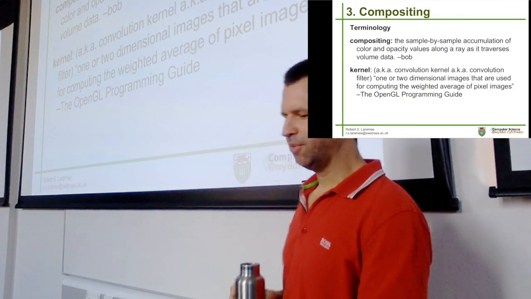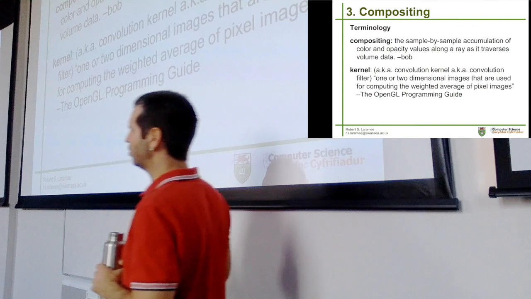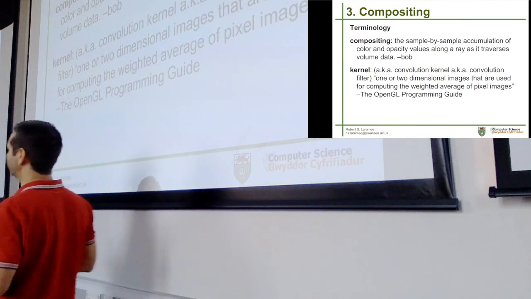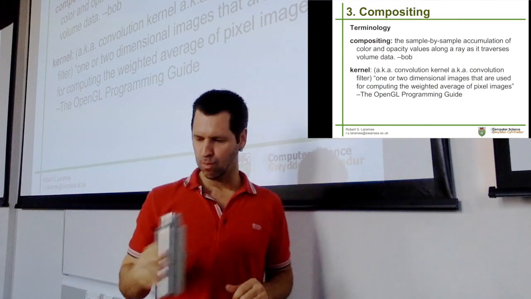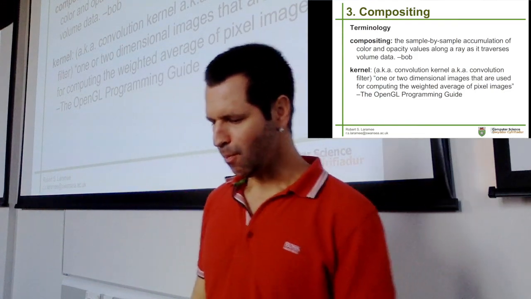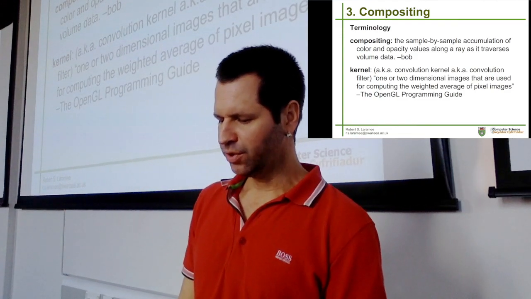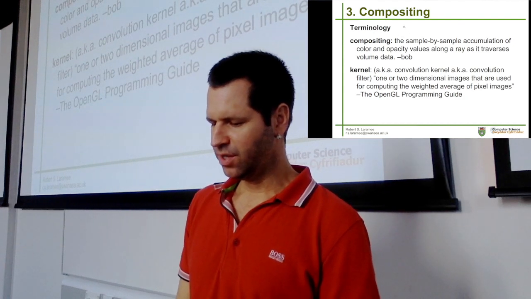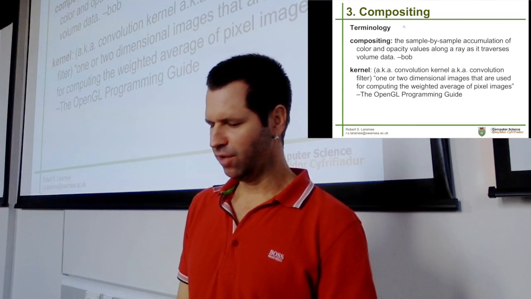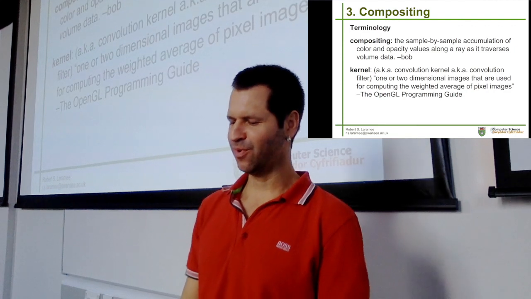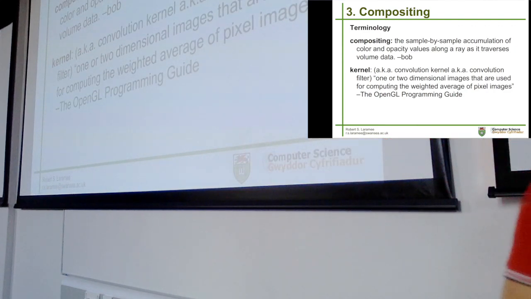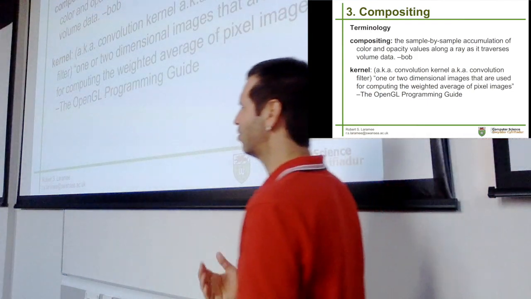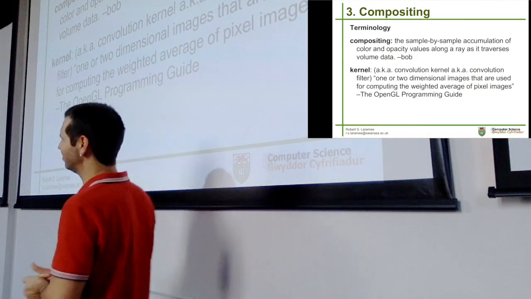Okay, and then compositing was one of the stages in the ray casting algorithm. If we look that up in the dictionary, it is the sample by sample accumulation of color and opacity values along a ray as it traverses volume data. Well, that's not exactly the dictionary, but that's a good definition for this class.